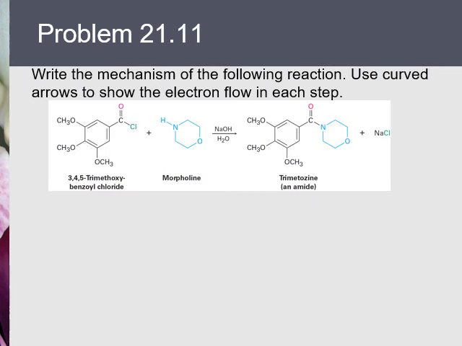Mechanism of the following reaction. So this reaction is between an acid chloride and an amine, okay, and the reaction is aminolysis. You get amide. So what happens is the amine is a nucleophile, attacks the carbonyl carbon, and eventually chlorine will leave, and deprotonation, protonation, you get amide. So here is the detailed mechanism.